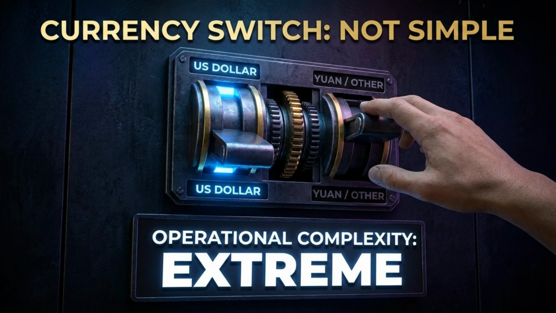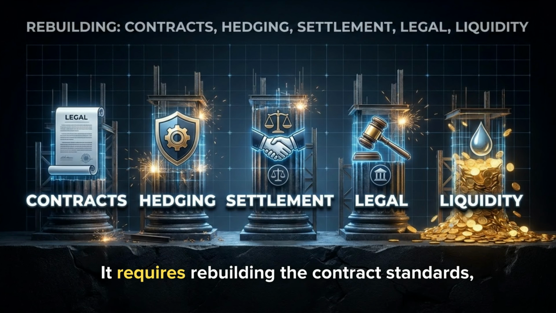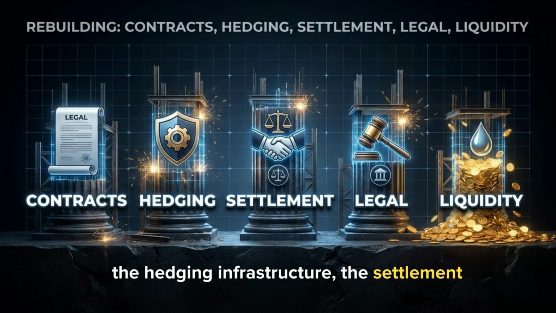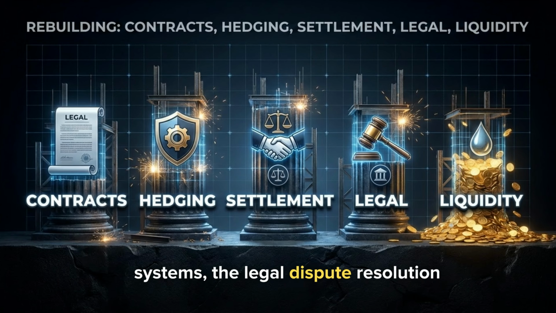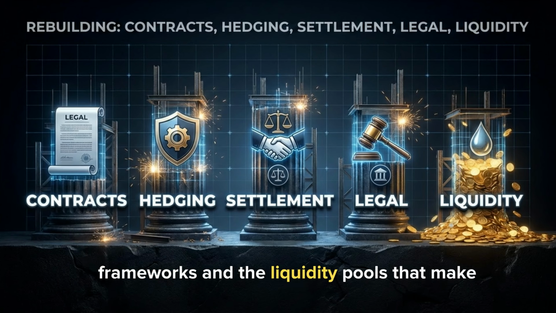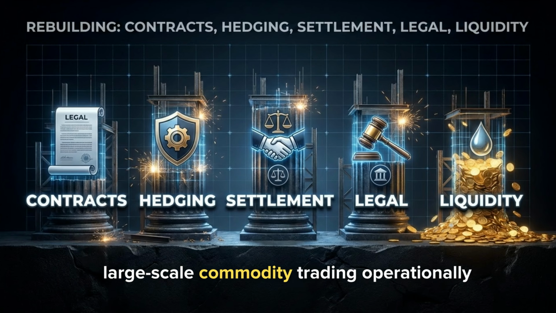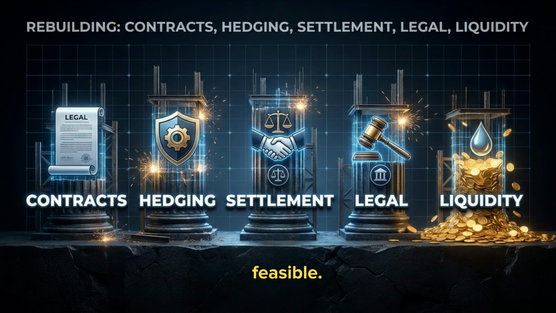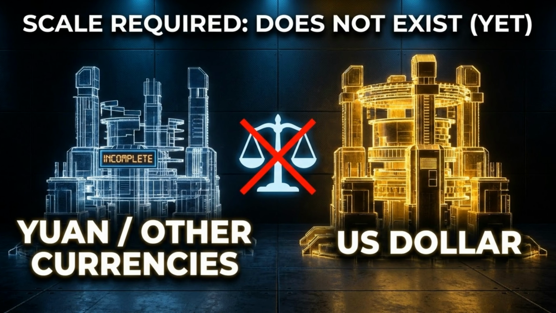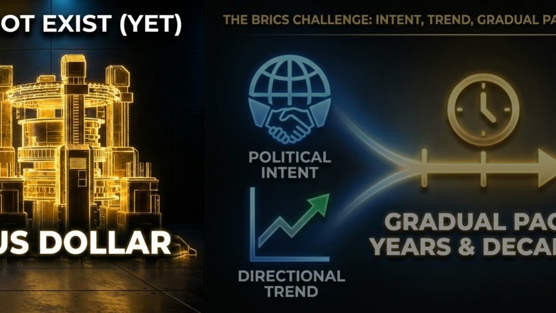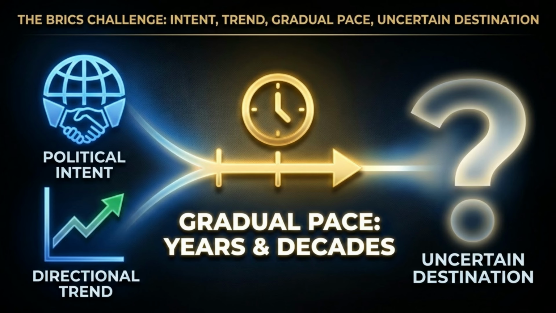Switching currencies in global commodity markets is not a simple operational decision. It requires rebuilding the contract standards, the hedging infrastructure, the settlement systems, the legal dispute resolution frameworks, and the liquidity pools that make large-scale commodity trading operationally feasible. None of those components currently exist in yuan or any other currency at the scale required to handle global oil trade volumes. So the honest picture of the BRICS challenge to petrodollar dominance is this.